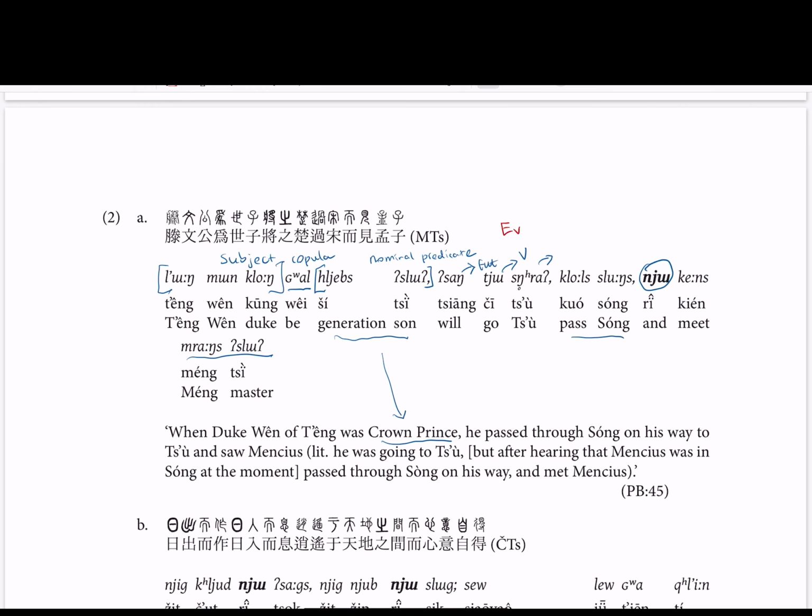Event 1, going to the state of Chu. Event 2, passing by the state of Song. And event 3, meeting Mencius.